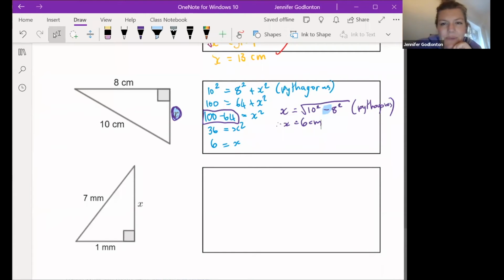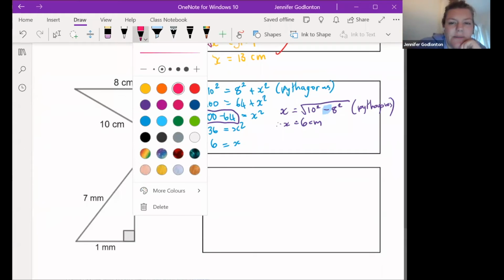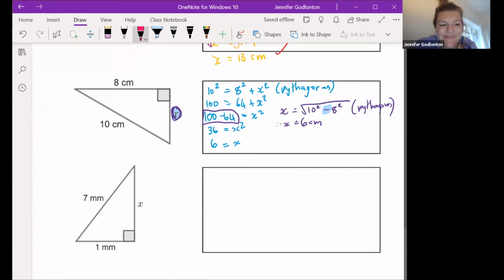Let's go. Let's see. So, long way. Does anyone, you don't have to say it. That's fine. Let me not put pressure on you guys. Okay. X squared plus 1 squared is equal to 7 squared. Pythagoras. Okay. If you did it the short way, you are going to have X is equal to the square root of 7 squared minus 1 squared. Okay. So X squared is equal to 49 minus 1. X squared is equal to 48.